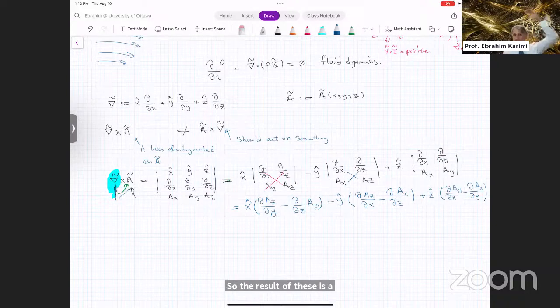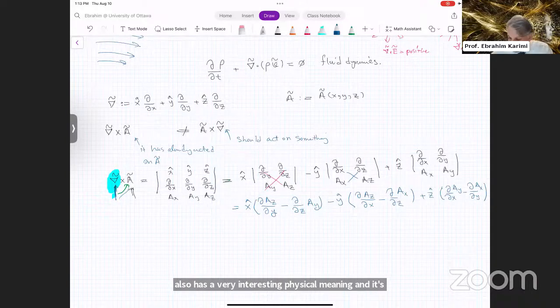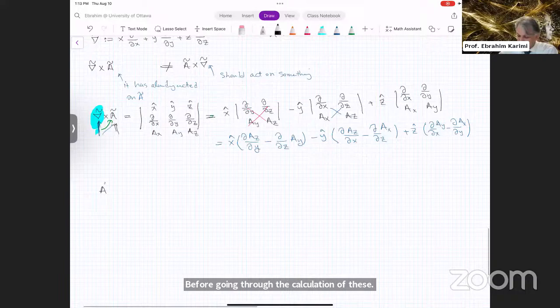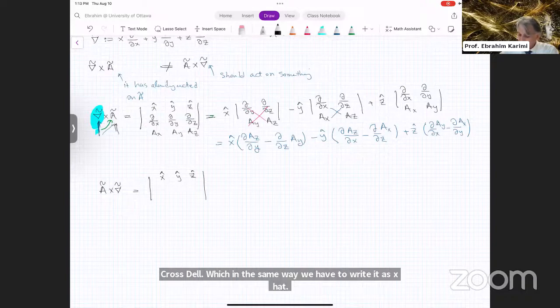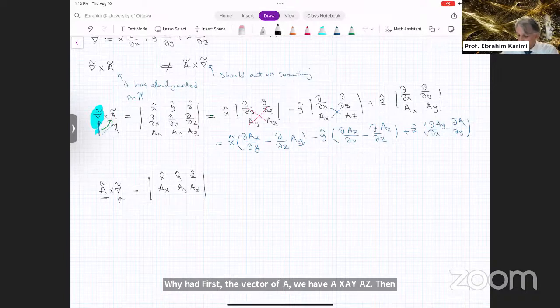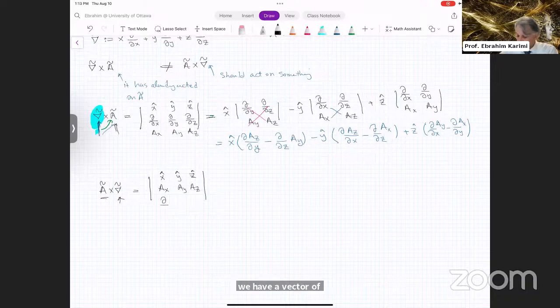And this vector also has a very interesting physical meaning, and it's really important to understand the meaning of it. Before going through the calculation of this, let's calculate A cross del, which in the same way we have to write with x hat, y hat, z hat. First, the vector A, we have ax, ay, az. Then we have the vector of nabla, which is derivative with respect to x, derivative with respect to y, derivative with respect to z.